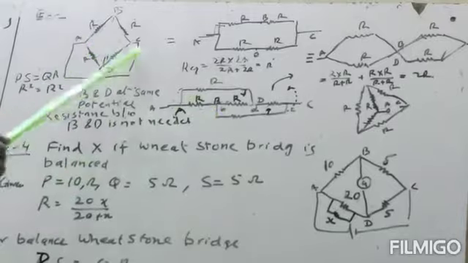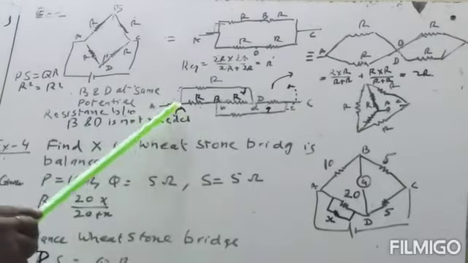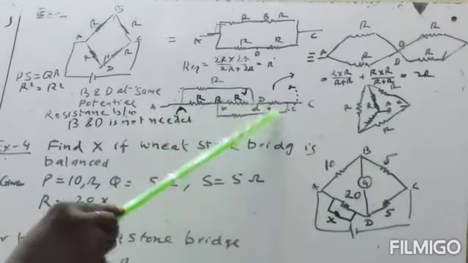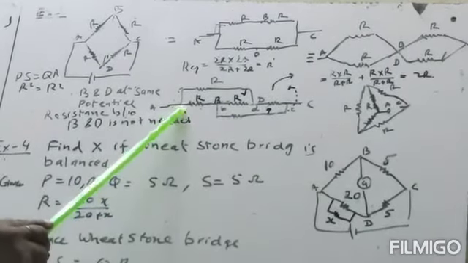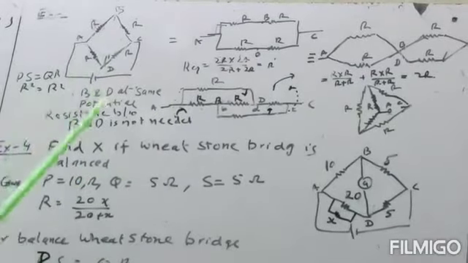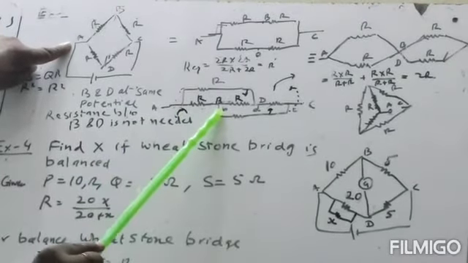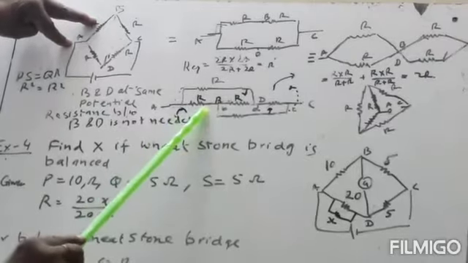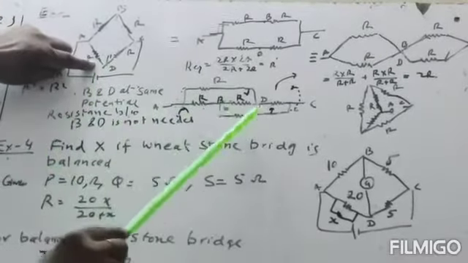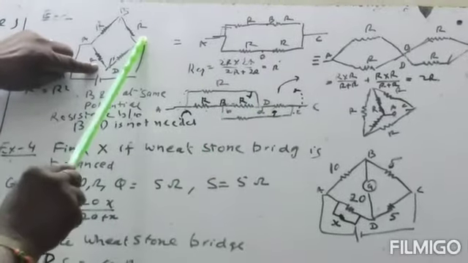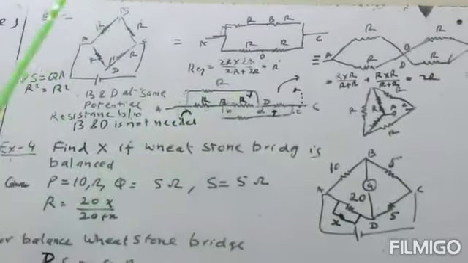Now the same circuit can also be drawn like this. Here this point is A. Here resistance R, here resistance R, here resistance R, here resistance R, here resistance R. We take this point as A, this point as B, this resistance is between A and D, and this point is C and D. So this is equal to that.